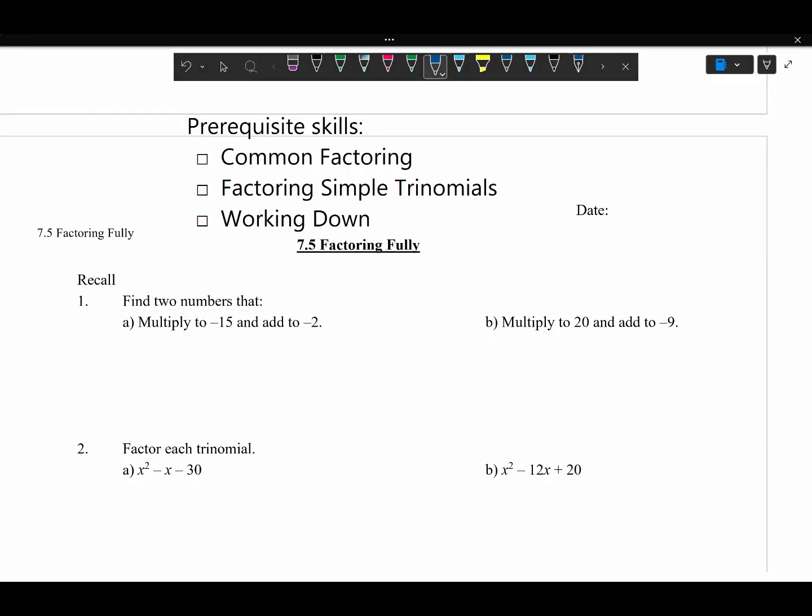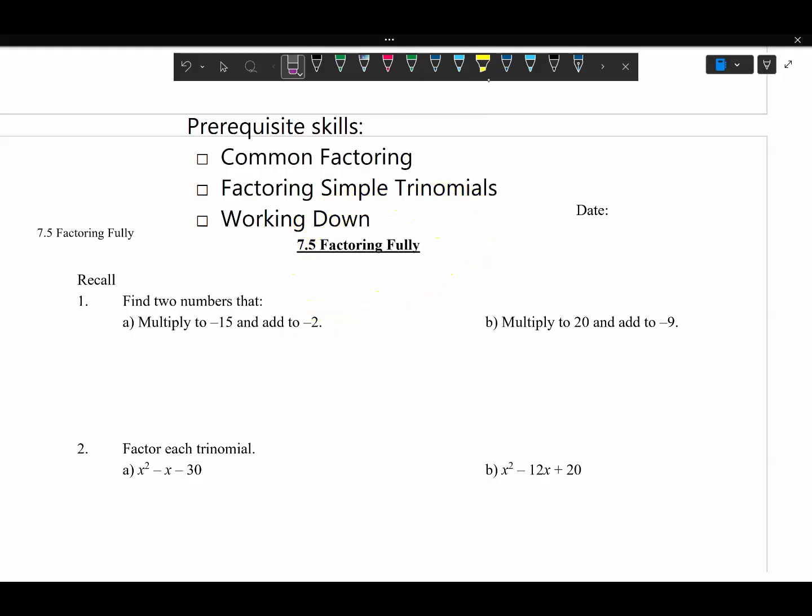Alrighty, what should be a pretty quick video here. We will be heavily relying on our prerequisite skills. We are looking today at fully factoring. That is taking an expression and then making sure that we can break it down fully to its factored form.